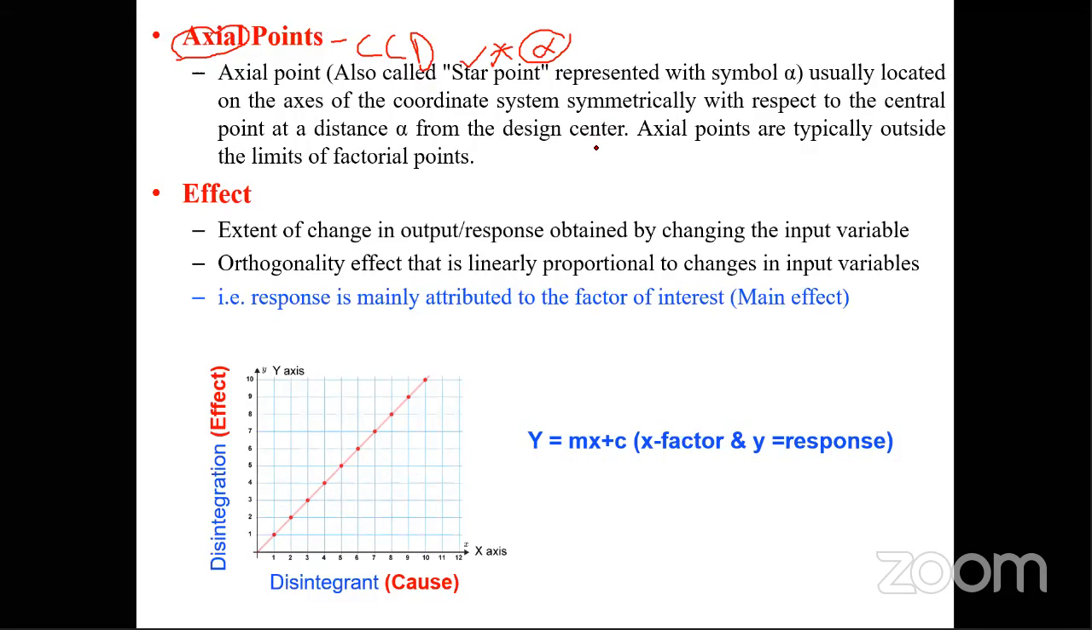When I discuss the CCD design development, I will tell you how these levels are going to become.